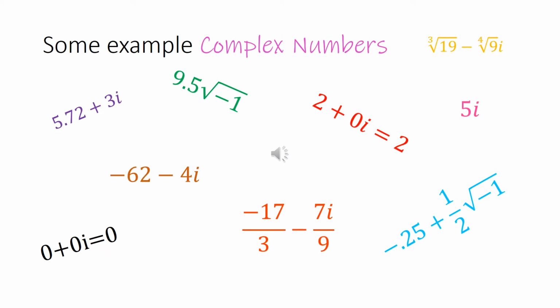So here we've created some complex numbers. Notice I've taken i and I've multiplied it by 3 and then added 5.72. I now have a new complex number. I've taken the cube root of 19 and I subtracted the fourth root of 9 and multiplied it by i, and I have a new complex number. I could just take i and multiply it by 5. I could take i and multiply it by 0. And if I add 2, I'll just get the real number 2. Or if I add 0, I'll get the real number 0. So it appears that real numbers are actually part of my set of complex numbers.